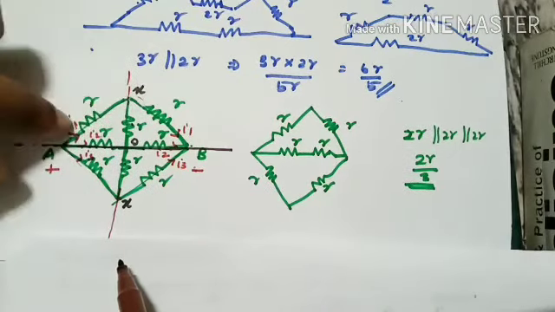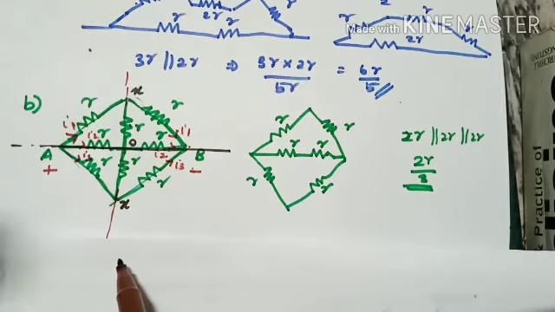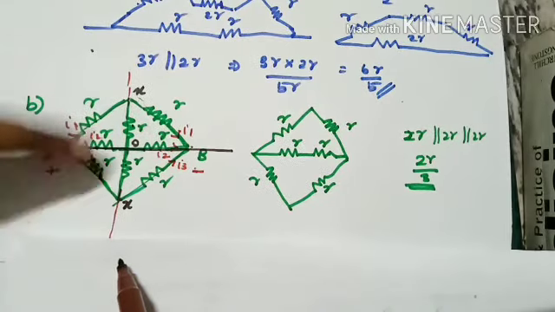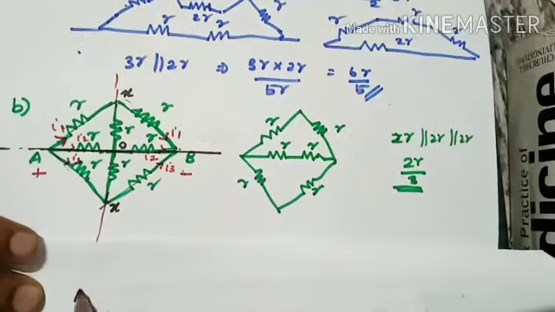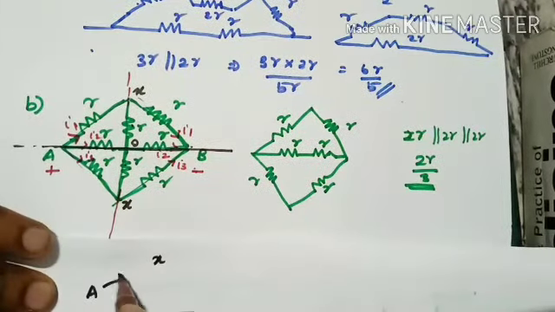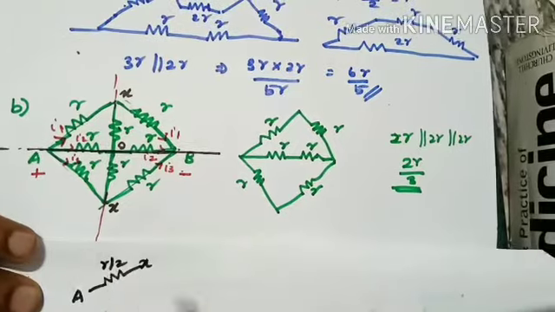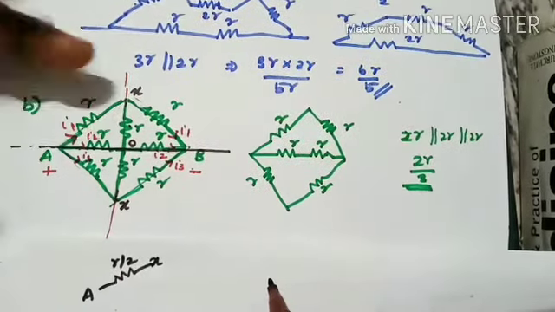Between A and X there are two resistances. So when I redraw, A and X has two R's, this R and this R, and they are in parallel. So the equivalent between A and X I will draw as R by 2, right?